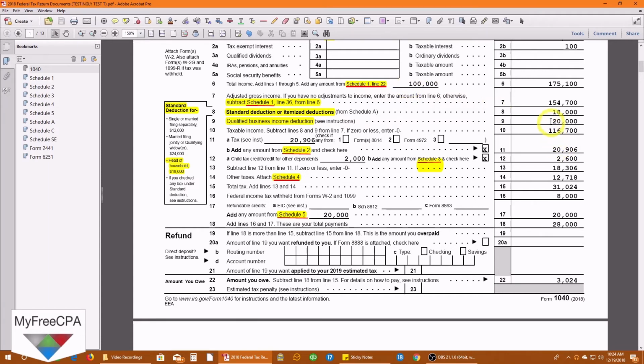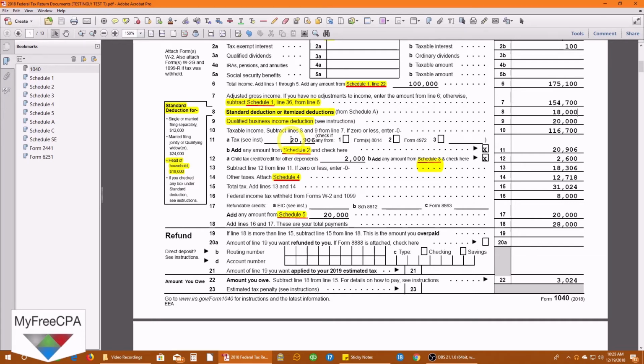That gets us to $116,700. So you take that 154 less 18 less 20, which gives us the 116. From that $116,700, we're going to calculate our tax using the graduated tax schedule. All the software will do it for you.